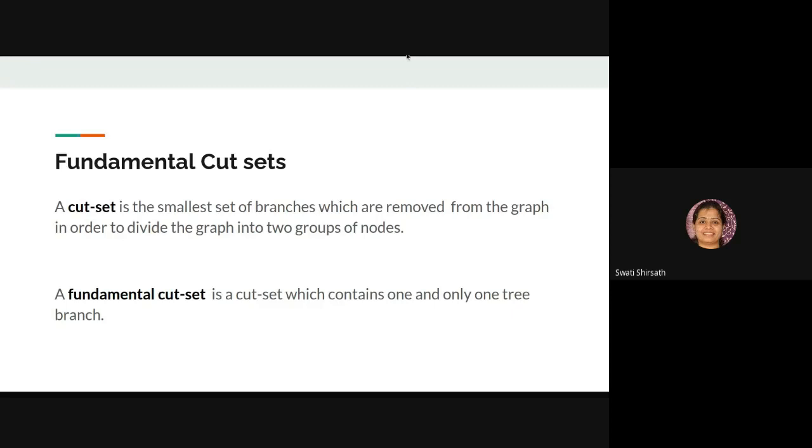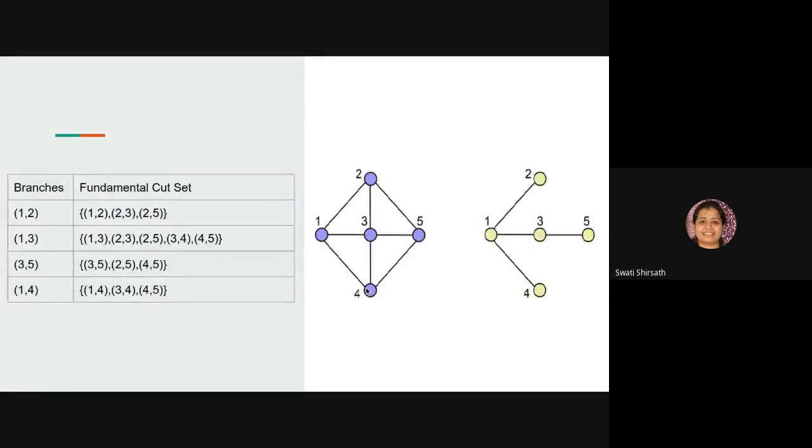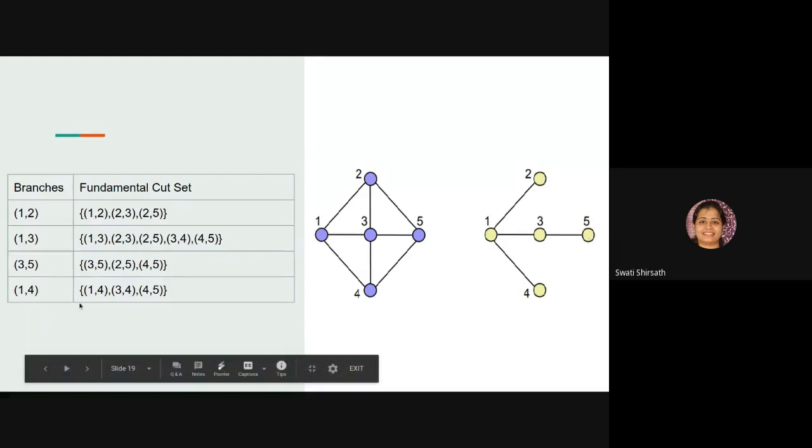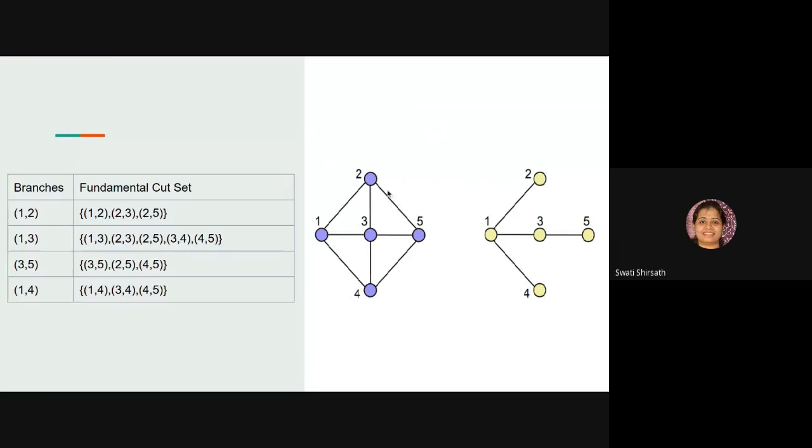I'll be explaining this with an example. See here, we'll take the same example that we have taken for fundamental circuits. So this is our graph and this is our spanning tree. Now here, first we have to write down all the branches. How many branches are there? 1 2, 1 3, 3 5 and 1 4. 4 branches are there.